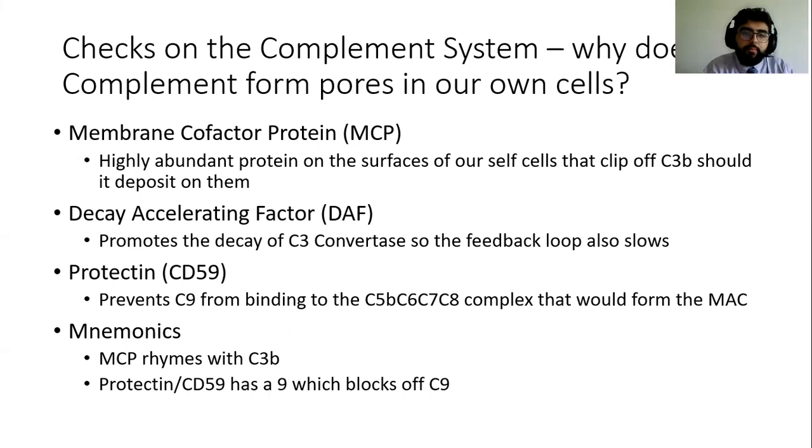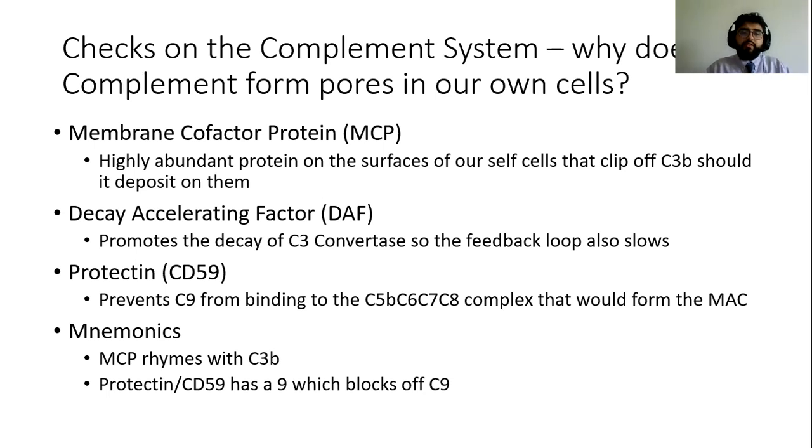One is called MCP, membrane cofactor protein. Our self cells have this protein littered all over them, right? And so just like complement is all over the serum, this protein is all over the surface of our cells. And basically, if C3b falls onto our cells, this MCP protein clears it up, just to make sure that there is no C3b implanting and possibly starting a chain of events that lead to membrane attack complexes forming.